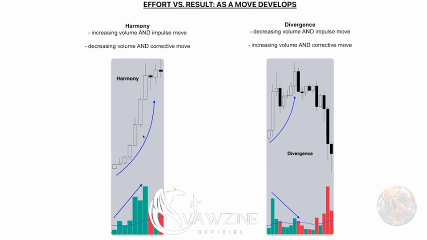Also, you can have decreasing volume and a corrective move. For divergence, we see decreasing volume in the impulse move, or increasing volume in a corrective move. Okay? Remember the word "and." That is what separates you from a basic, unprofitable retail trader.